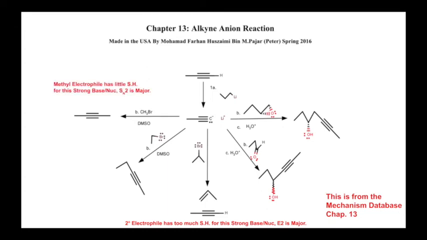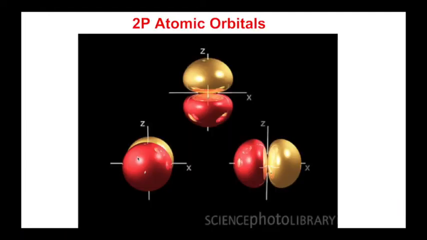But for the methyl electrophile, it has the least amount of steric hindrance, so that one can do SN2 as the major pathway. And the primary as well. As long as it's not branched, it should do SN2 major. It's nice. Here's a little more.